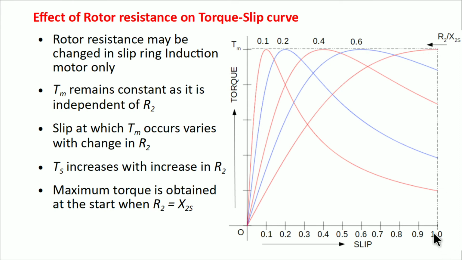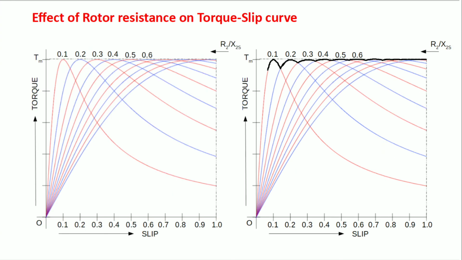So if we require more starting torque at the time of starting, we can insert some resistance and we can improve the torque at the time of starting. But this is possible in slip ring induction motors only, because in squirrel cage induction motors the conductors are short circuited and we cannot add resistance from external sources. So this is how the rotor resistance affects the torque slip curve.